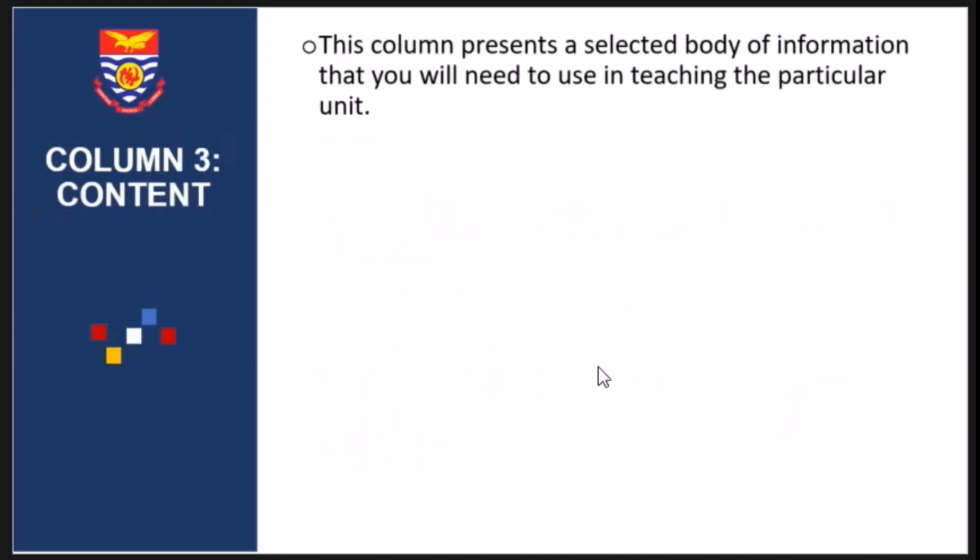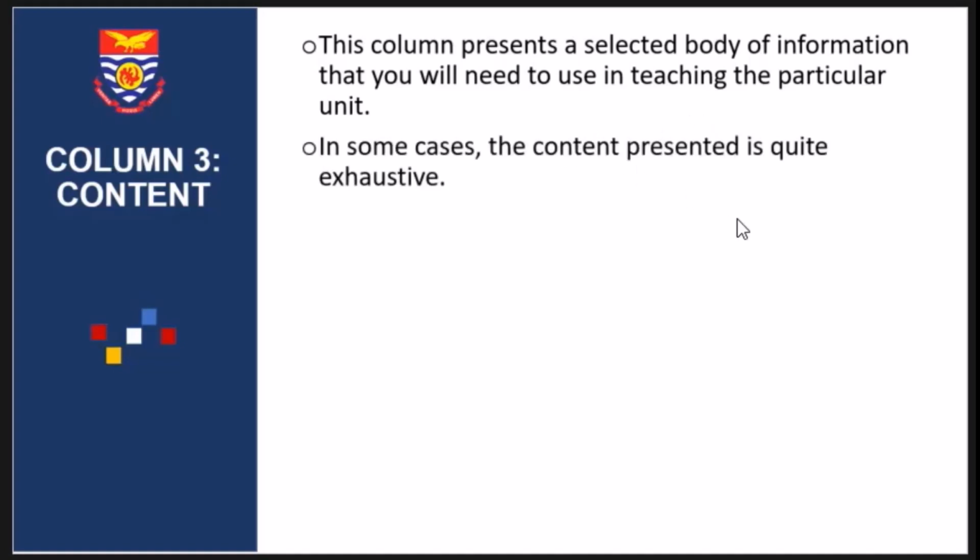Column 3 talks about the selected body of information, that's the content to be taught. We shall be looking at subject matter, and you get to know more about content and all that. So column 3 talks about the specific selected body of information, or the content that you have to teach in each of the 3 years. In some cases, the content presented is quite exhaustive. So, for example, the content for JHS1 under sets, some of them are exhaustive. Thus, they contain the information necessary for teaching and learning. Others are not. You have to add more.